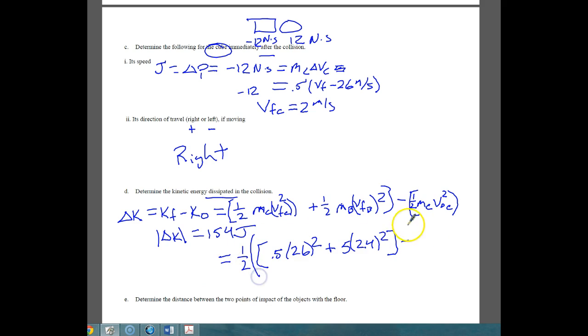So let's just go ahead and do the whole thing times 1/2. So minus, and then this is going to be 0.5 kilograms times 2 meters per second squared. And now we'll do 1/2 of that, and you should end up with 154 joules. For the very last part, letter E, they want us to determine the distance between the two points of impact of the objects with the floor. So we need to figure out where these two objects are going to be when they actually hit the ground.